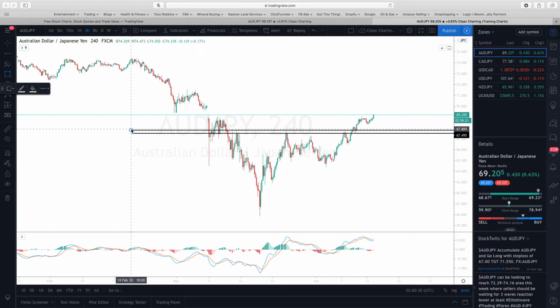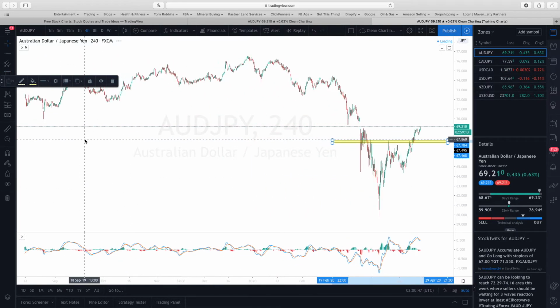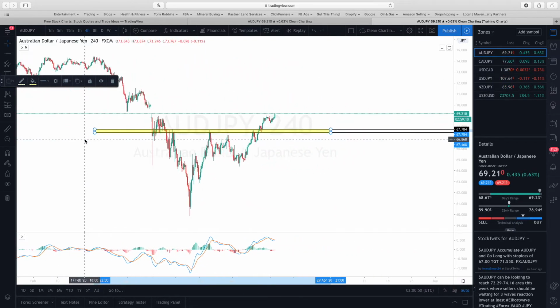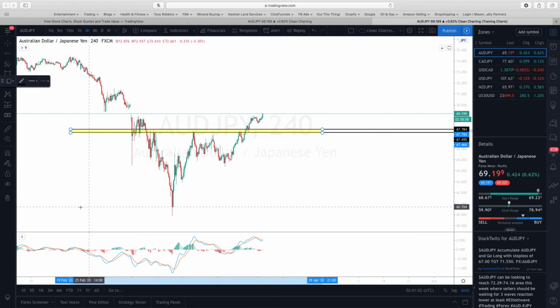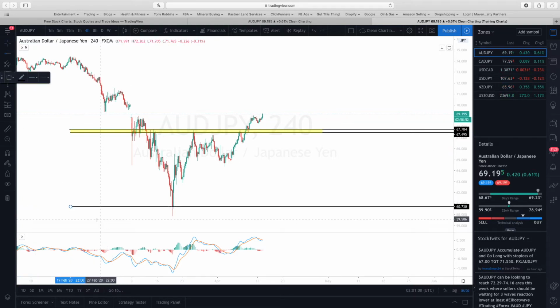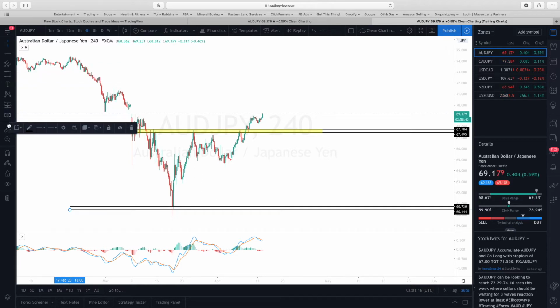So I take the horizontal ray tool, I put it on twice, and then I take my box tool and I draw a box. As we can see, when we zoom out, we have a nice solid zone in which price has wicked, rejected, come up, rejected. Also, what I like to do is draw zone to zone, so I'll come down here and put a zone right down here just for the future, and I'll box that zone off right there as well.